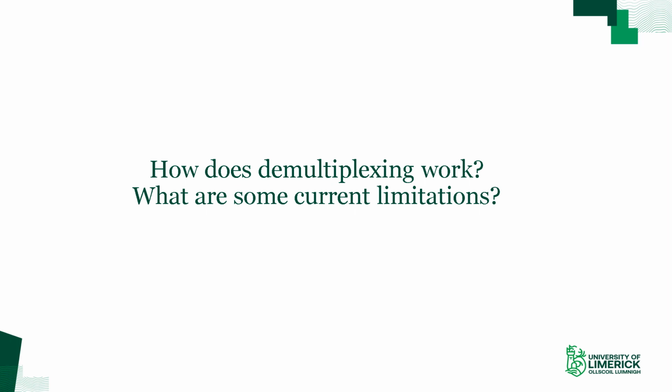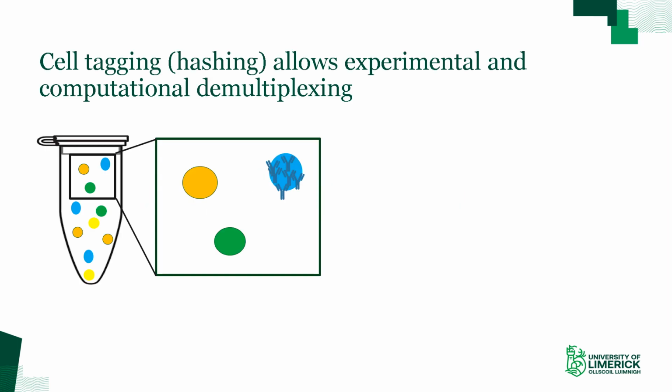So how does demultiplexing work, and what are some of the current limitations? The main method used for demultiplexing is cell tagging or hashing, which is a combined experimental and computational approach. Here, cells are tagged with a sequenceable barcode using either HTOs, CMOs, or LMOs prior to pooling. When the samples are pooled, however, we get non-specific binding. So some of these tags detach from the original cell and reattach to a different cell.